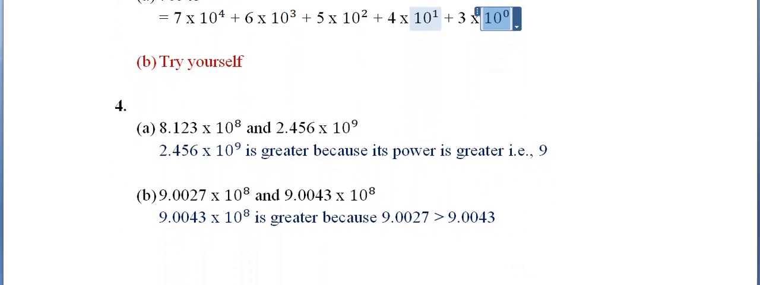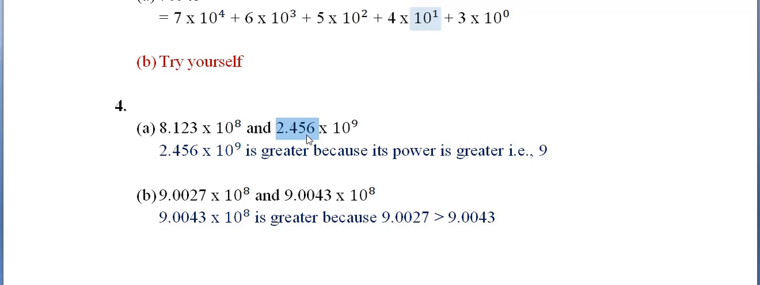Now compare the following numbers. How to compare the numbers? It's very, very simple. First observe these numbers. Not this 10 to the power 8 or 10 to the power 9, whatever. Just concentrate on this decimal number. It is 8.123, it is 2.456. They are different, right? These numbers are completely different. Normally what we can see here is this 8 is more than 2. In fact this 8.123 is greater than 2.456, isn't it?